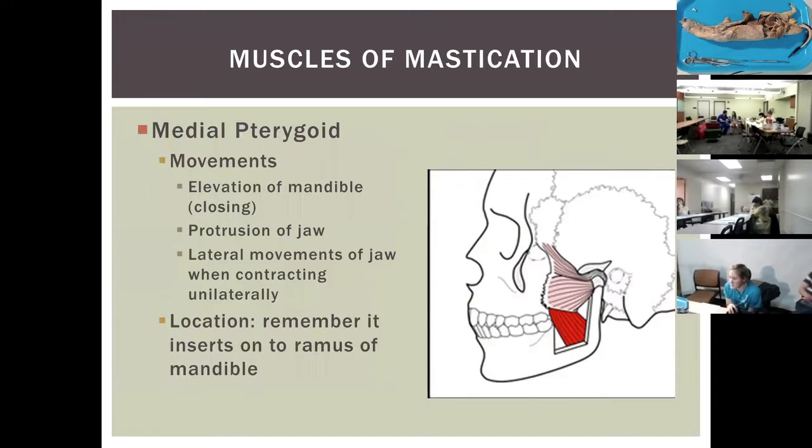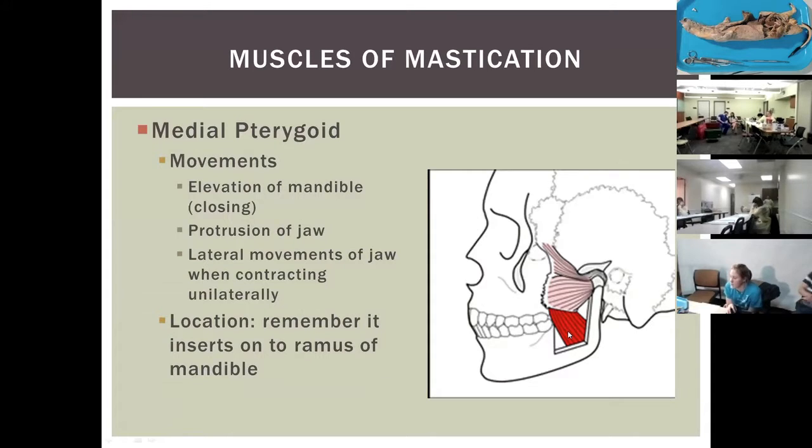These last two muscles of mastication are called the pterygoid muscles. You have a medial and a lateral. Medial means more midline, lateral is more out to the side. The medial pterygoid, they're both pictured in this picture. So the lateral pterygoid is in this pinkish color, the medial pterygoid is red.